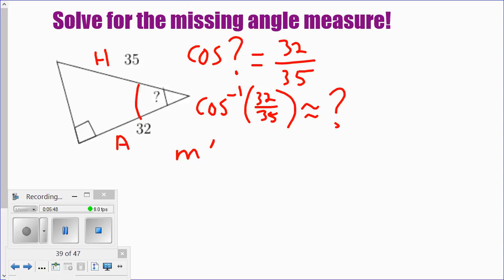So the measure of angle question mark is approximately equal to, and I'm just going to type that in the calculator. So I'm doing inverse cosine of 32/35. And when I do that, I'm getting approximately 23.90. And these are degrees. So that's how we use, in this case, inverse cosine to find missing angle measures.